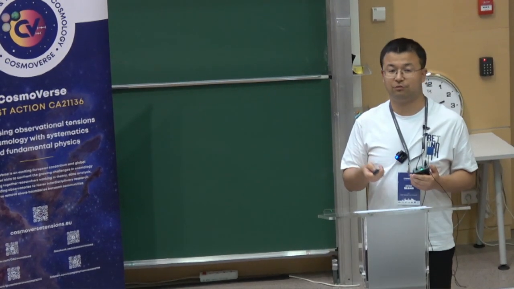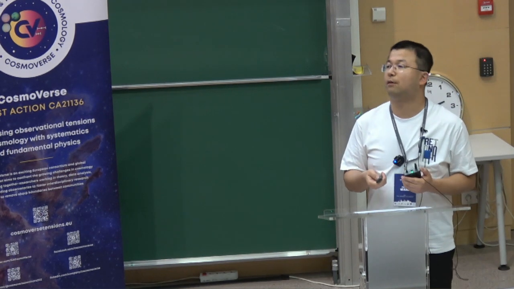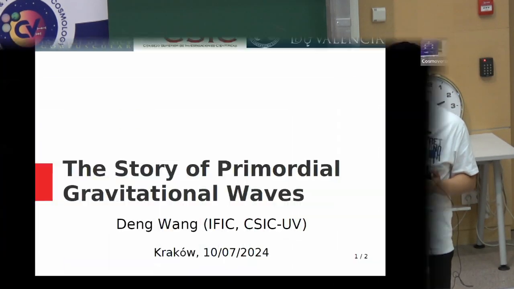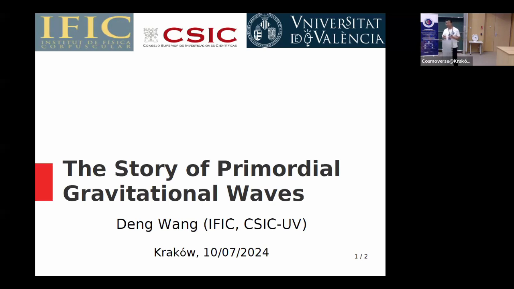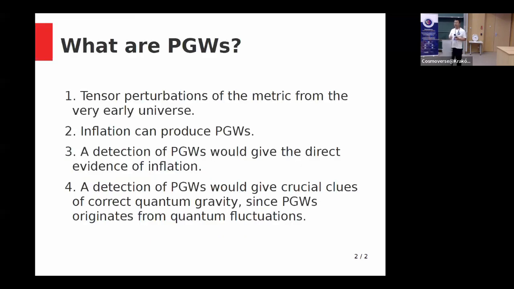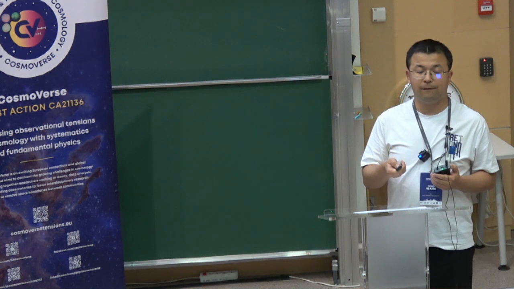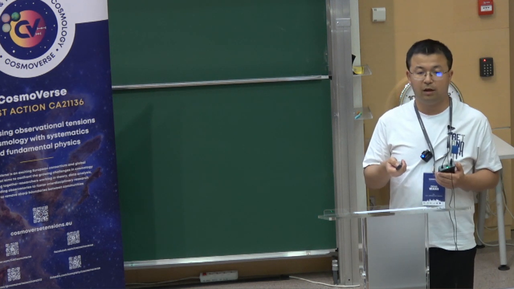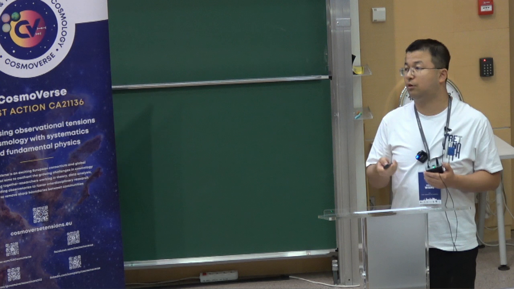Hello everyone. Today I will talk about the story of primordial gravitational waves, from IFIC, University of Valencia. So what are primordial gravitational waves? It's very simple. It's just tensor perturbations of the metric from the very early universe. And as we know, inflation can produce primordial gravitational waves. And there are also other cosmological sources that can produce primordial gravitational waves.